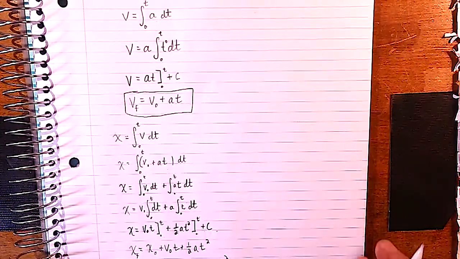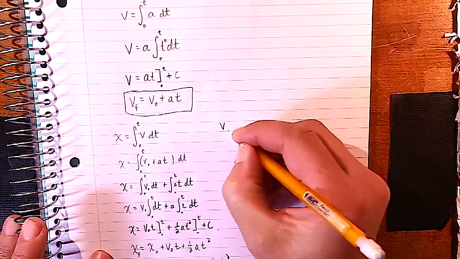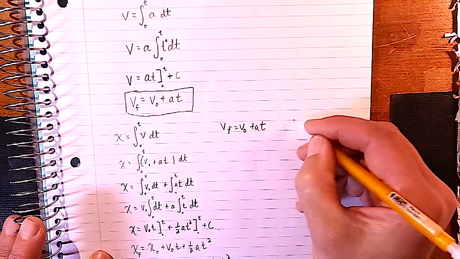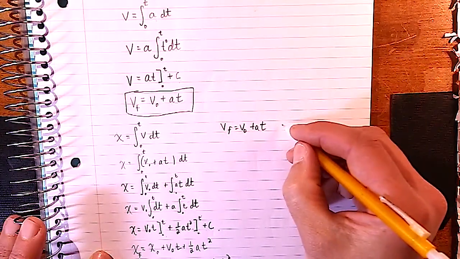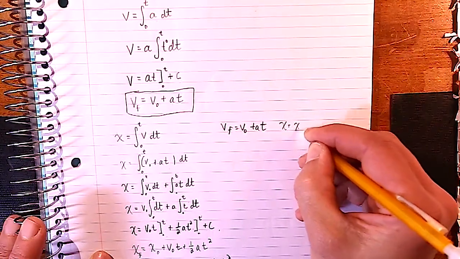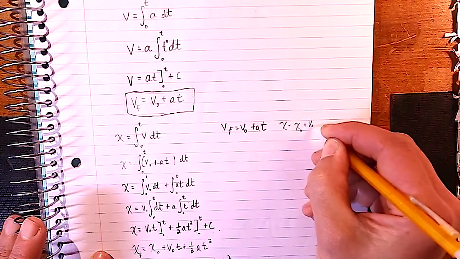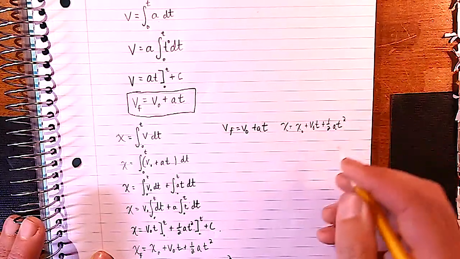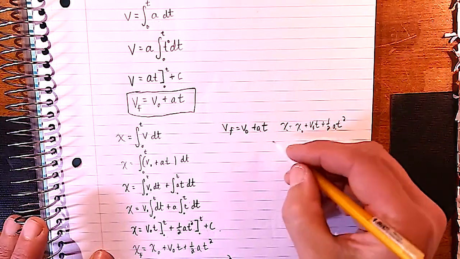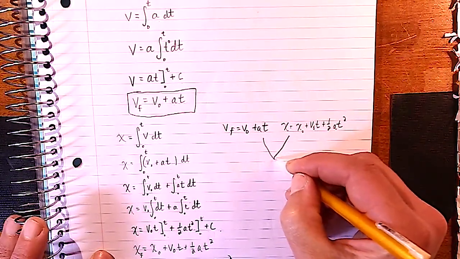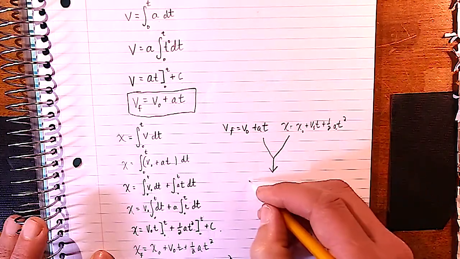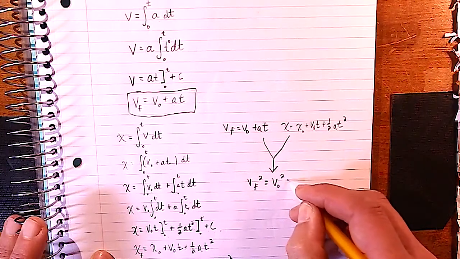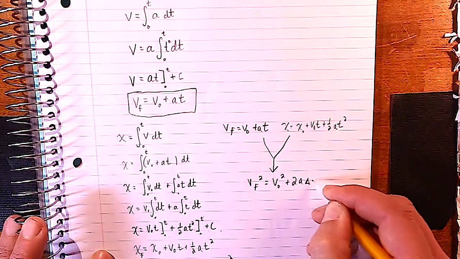Finally, we could take this formula, vf equals v0 plus at, and do an algebraic substitution with x equals x0 plus v0 t plus 1/2 at squared. Now, I'm not going to do this derivation. It takes about a page. But the main thing that you need to take away from this is that you end up with vf squared equals v0 squared plus 2a delta x.